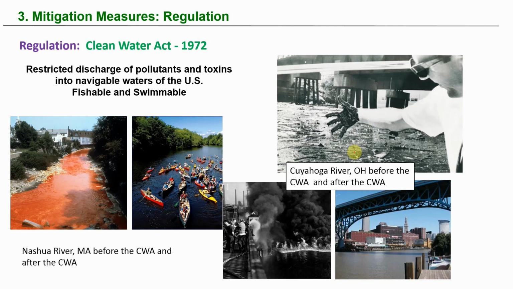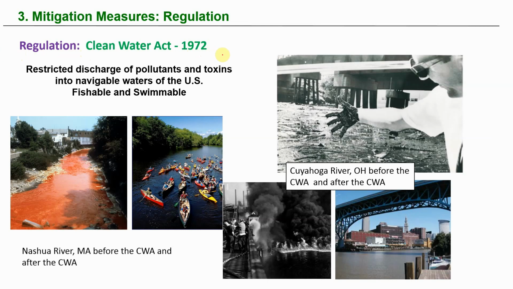Because the pollution can have serious impacts, there have been an awful lot of mitigation measures put into place. One of the strongest has been hardcore regulation. One of the real things that generated clean water was a piece of regulation called the Clean Water Act, which happened in 1972. The Clean Water Act restricted discharge of pollutants and toxins into the navigable waters of the US, making them fishable and swimmable.